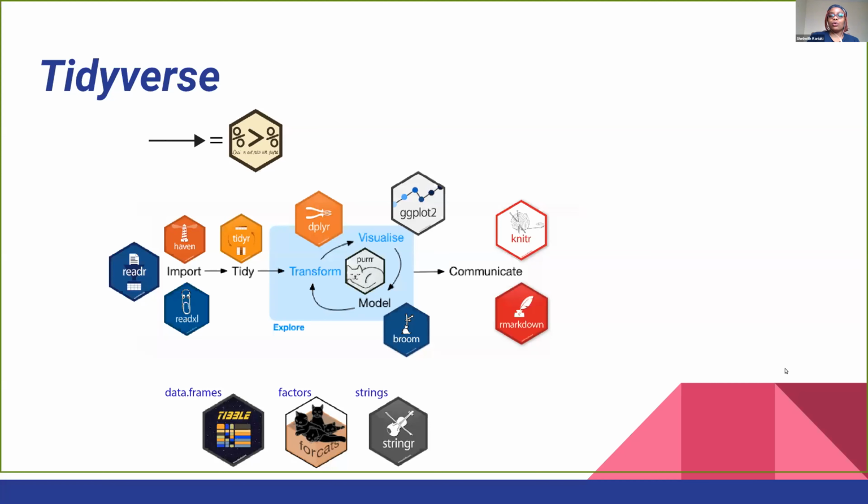Then we have forcats for working with factor variables. Then we have R Markdown and knitr, which is what we are going to be looking at today for communicating our results. Once you have your analysis, how do you share your results with your audience in the simplest way possible? Then we use ggplot2, which is very good for creating graphs and maps also, but we have other packages for creating maps that we are going to look at today.